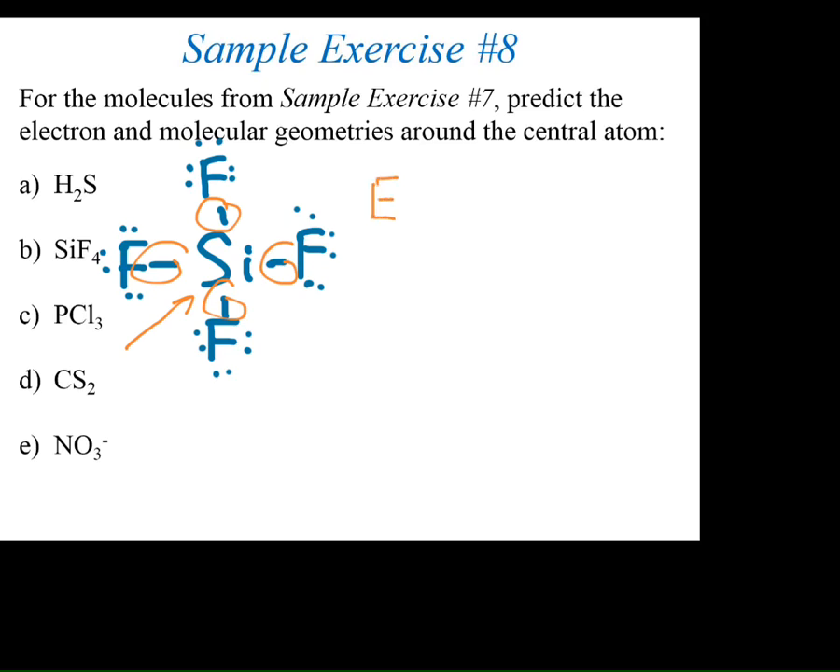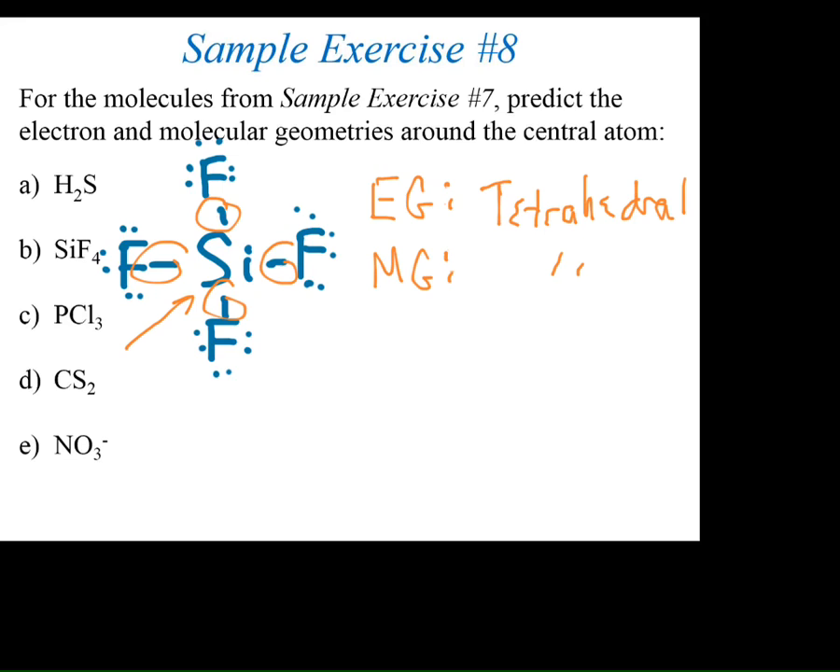Okay, so what's the electron geometry for 4 things? Tetrahedral, yes, tetrahedral. What's the molecular geometry? They're all atoms, so yes, no lone pairs, so it's also tetrahedral. It looks tetrahedral too. Kind of makes sense? Okay, your turn.